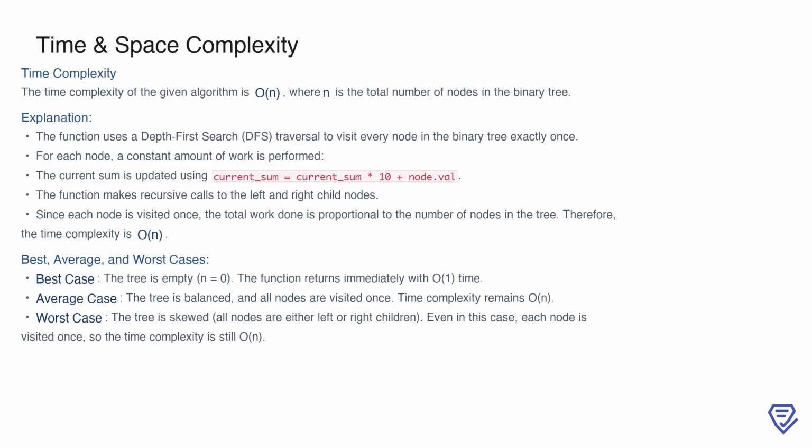For a balanced tree, all nodes are visited once, keeping the complexity at O(n). Even in the worst case, like a completely skewed tree where all nodes are along a single path, each node is still only visited once, so the complexity remains O(n).